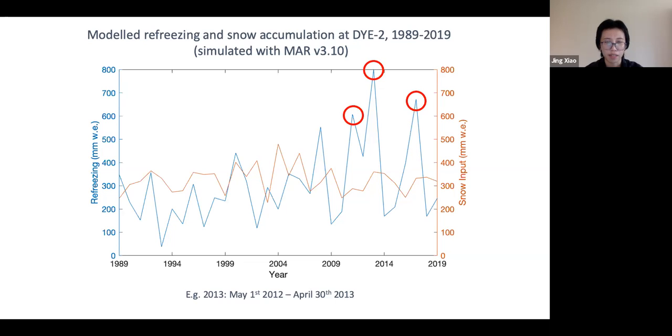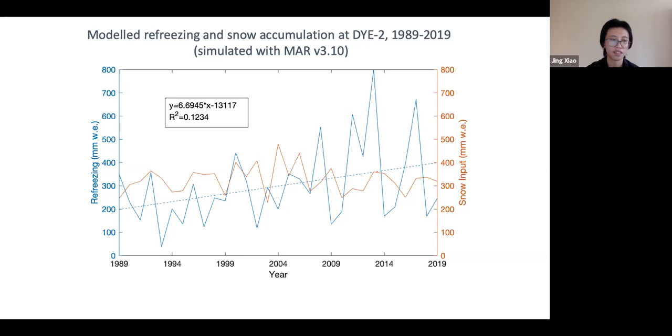And during the past 30 years, while the red line, the snow accumulation, fluctuated around a roughly similar level, the refreezing has a generally increasing trend, especially since the early 2000s. But in the recent few years, it also shows a slightly decreasing tendency. Although it is not very accurate to fit a trend line here because there's so much noise, I still did one just to show the general trend.